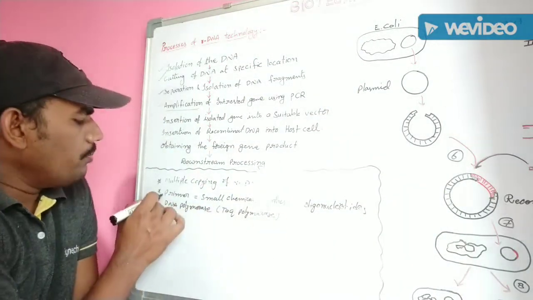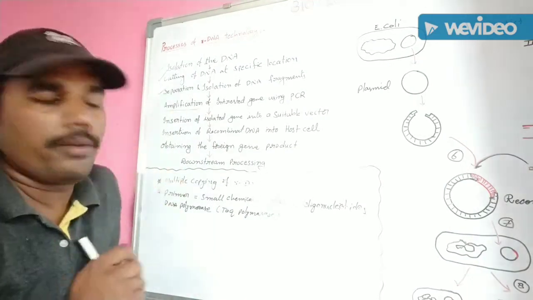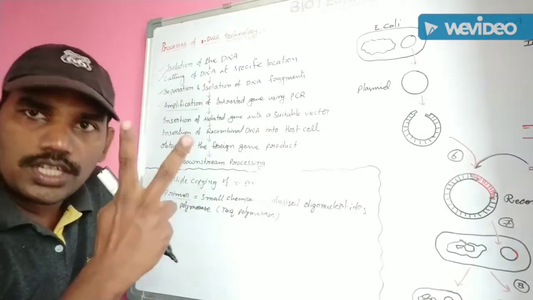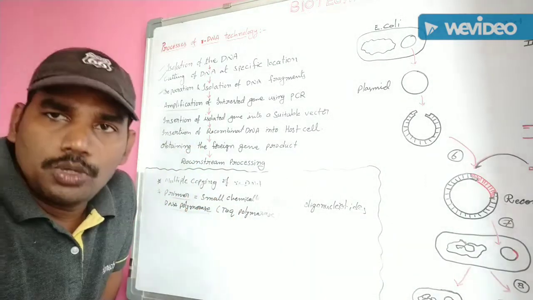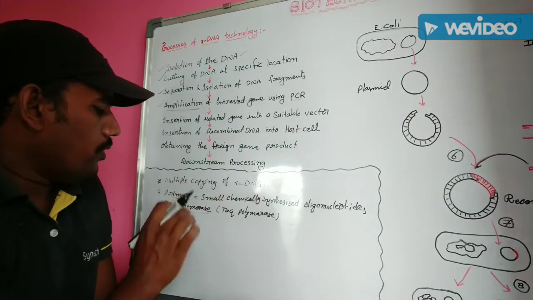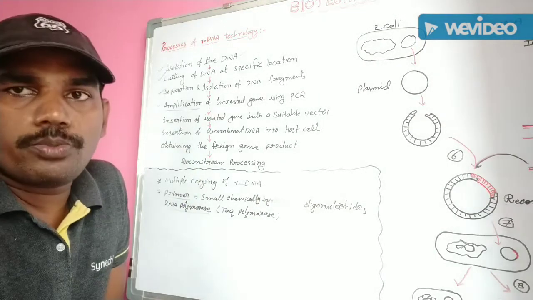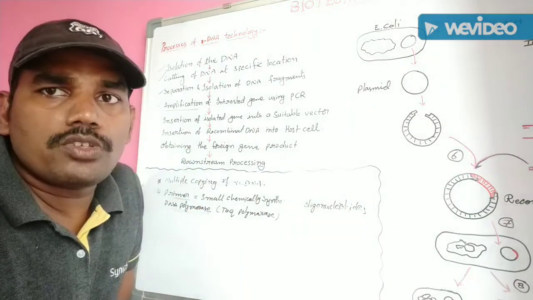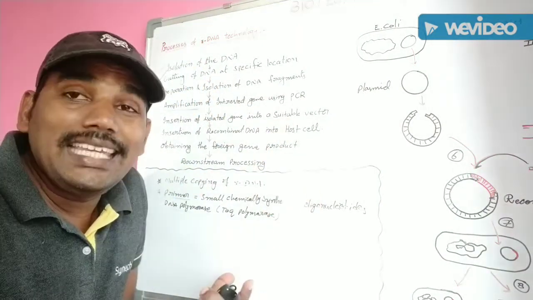In this PCR process, which develops multiple copies, you are using two sets of primers. The second one is DNA polymerase, also called Taq polymerase enzyme. So these two, the DNA polymerase and the primers, are utilized for the PCR process. Initially in the PCR process, you separate the DNA strands by heating.